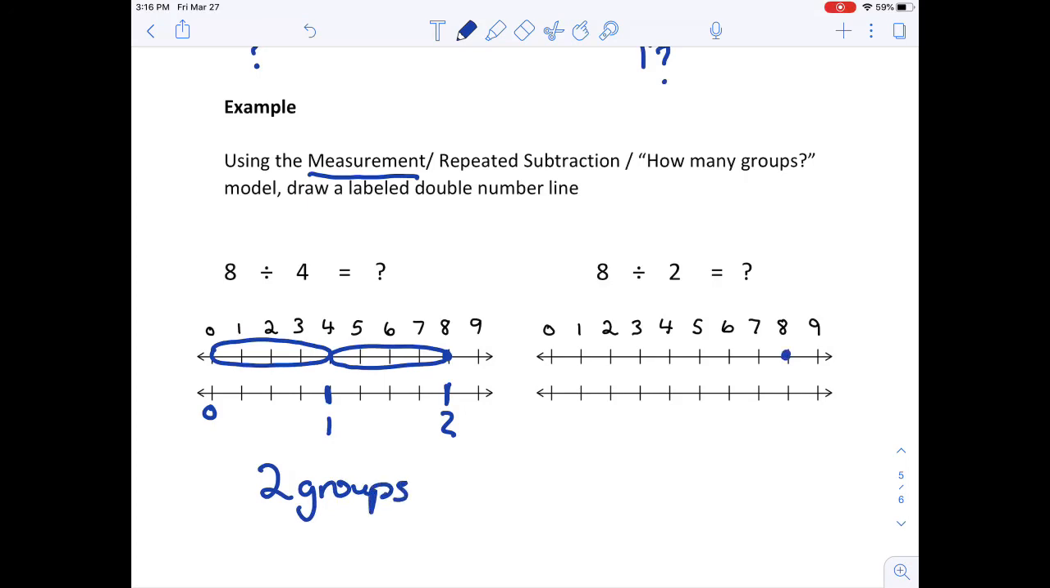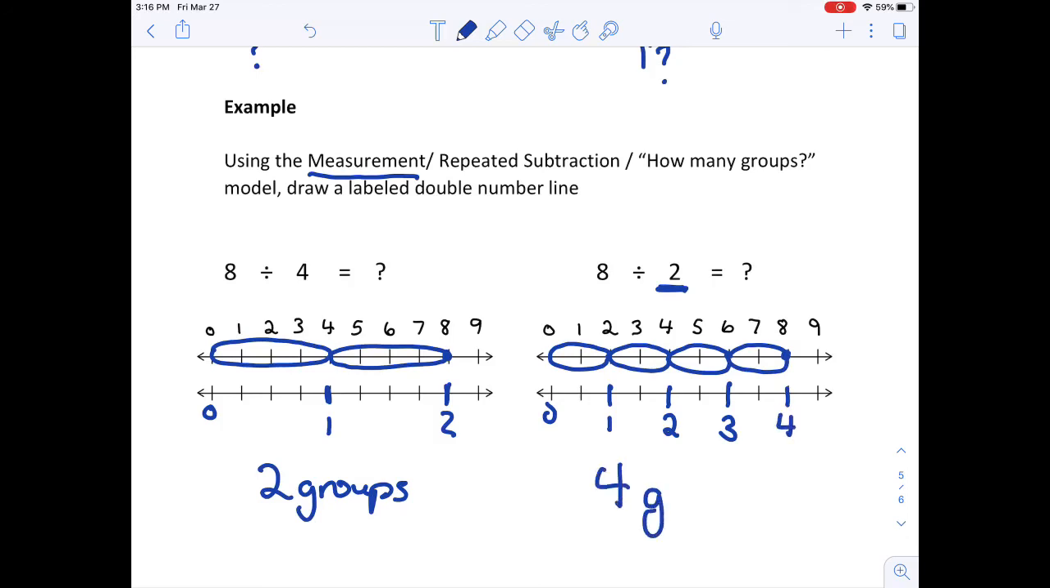On the right, I still have 8 total, and I'm going to now circle groups of 2. So I'll have a group of 2 spaces. That's the first group. I'm keeping track on the bottom. Another group of 2 spaces. Another group of 2 spaces, and I'm just counting up my groups, how many groups on the bottom here, and I'm going to have 4 total groups.